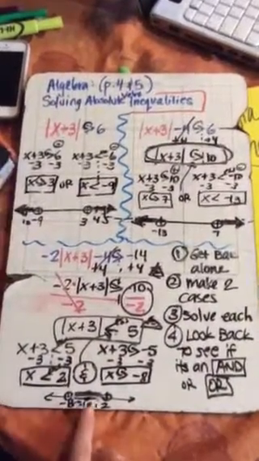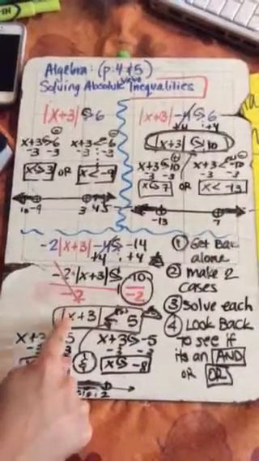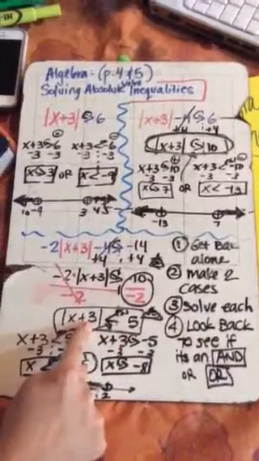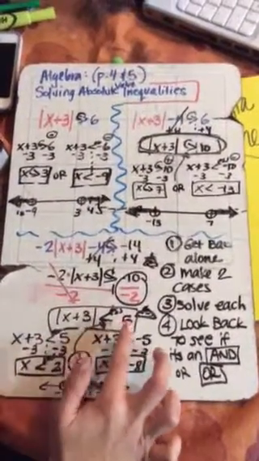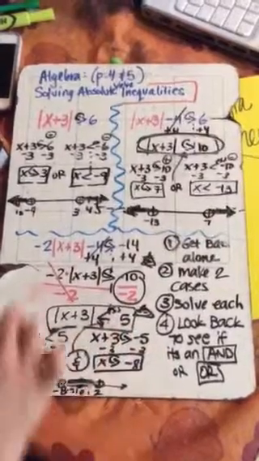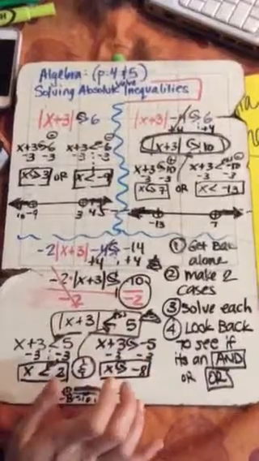So let's see, for example, 0. If we were to put 0 back into the equation, 0 plus 3 is 3. The distance from 3 to 0 is 3. And 3 is less than 5. It makes it true. If you were to put that into the original one, it would also be true. So these would be the solutions.